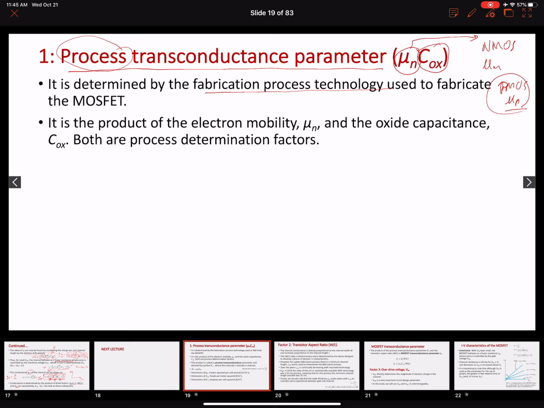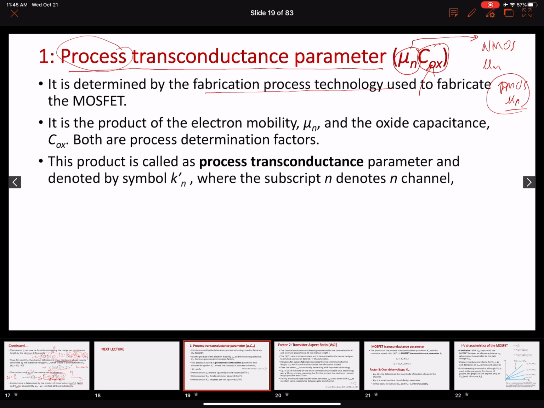And the second one is the Cox, which is the capacitance of the oxide. This process transconductance parameter is also written as K n dash, right? So it is also written as K n dash equals mu n Cox. You're going to see this term K n dash appearing very often in the coming lectures and the exams and the homework problems. So just remember what this K n dash is, mu n Cox, right? It is a product of the mobility and the capacitance.